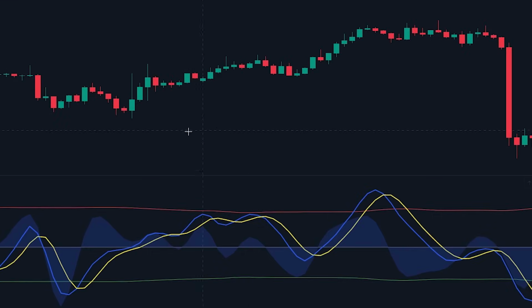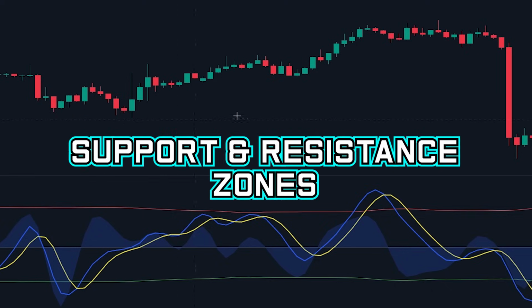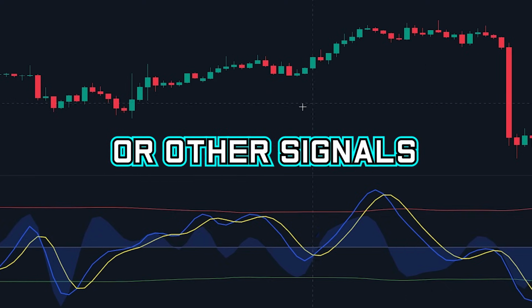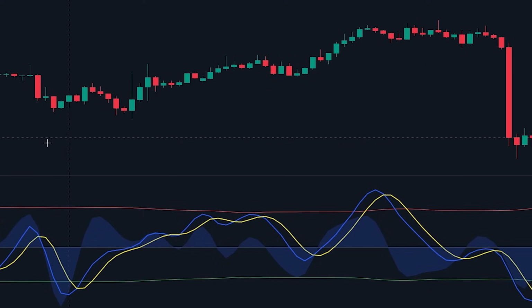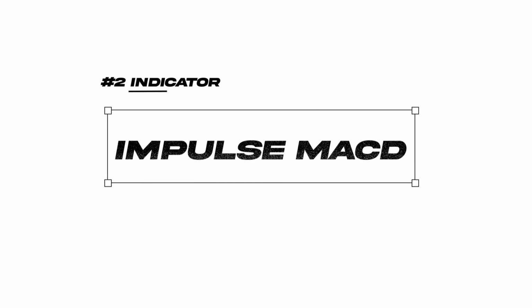The indicator can also be used on its own. However, it's recommended to use it in conjunction with other signals that the price action may provide, such as market structure, support and resistance zones, or other signals. It's also important to note that crossovers that happen below or above the upper or lower lines indicate a stronger signal. The second powerful and advanced alternative we will be looking at is the Impulse MACD.